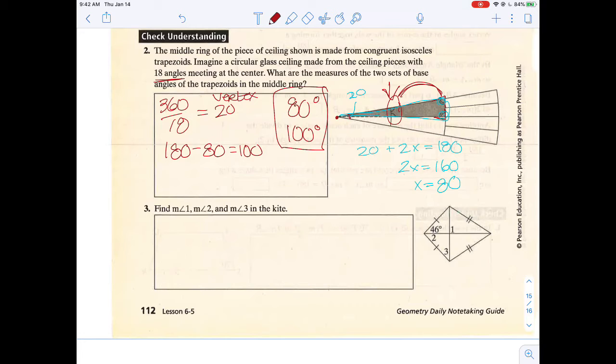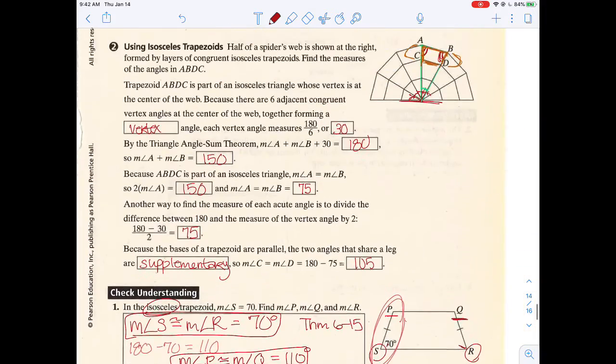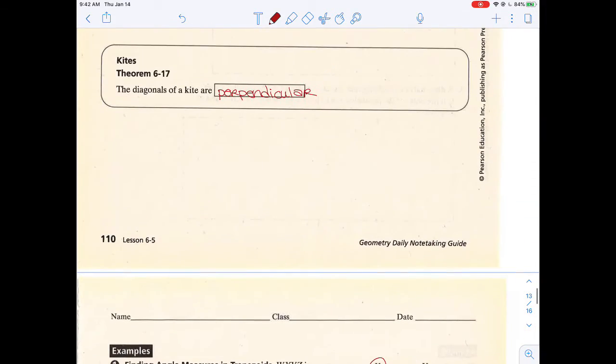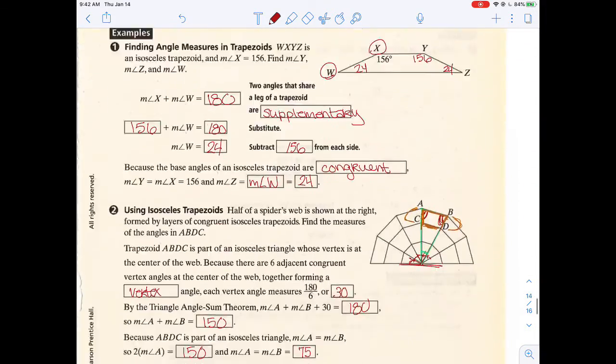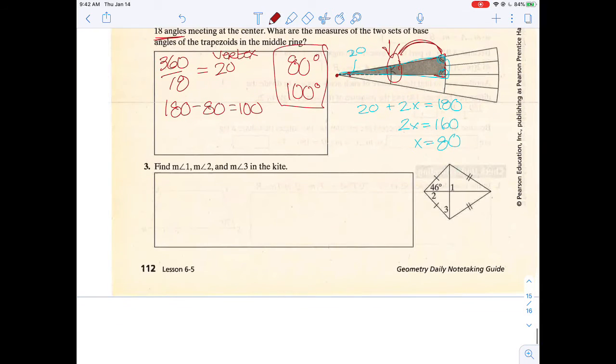Okay, then number 3, we need to find all the angles of a kite. First of all, if we go back to our theorem about kites, we know the diagonals are perpendicular by theorem 6.17. So theorem 6.17 tells us they're perpendicular, which means the measure of angle 1 is 90.